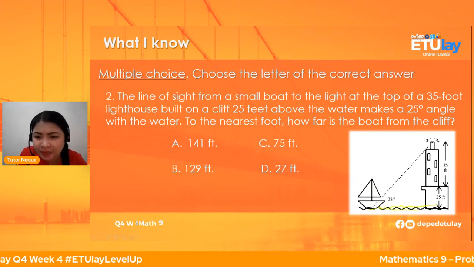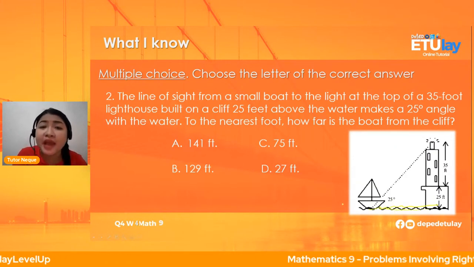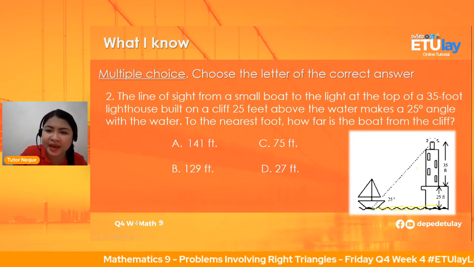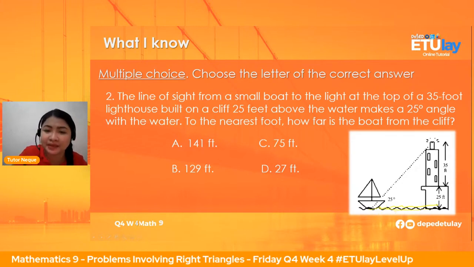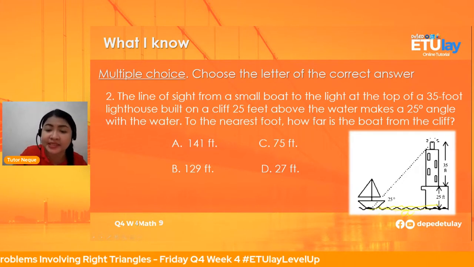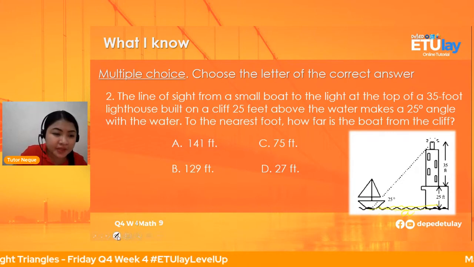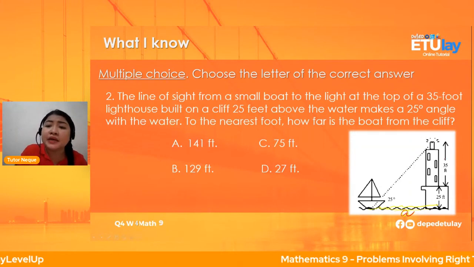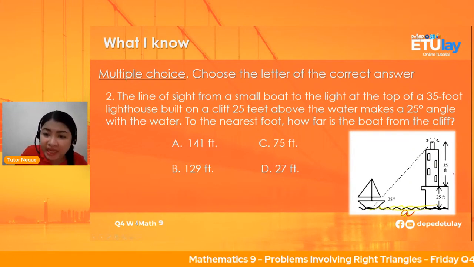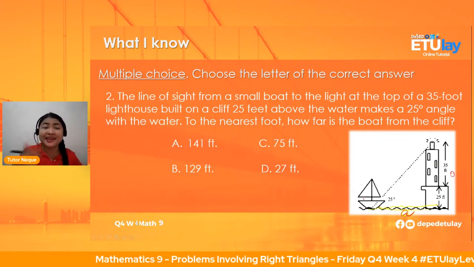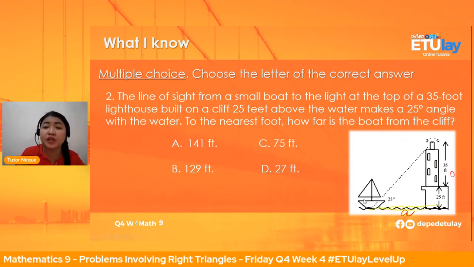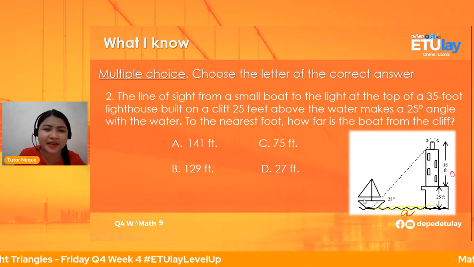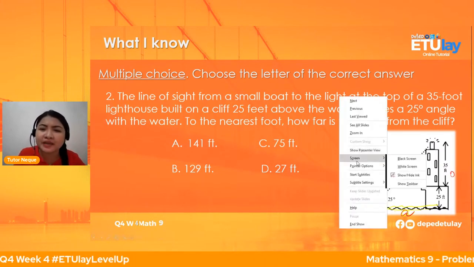Ito na naman, pinag-uusapan natin. But first, we have to determine ano ba yung mga side na involved. Alright, so ang hinahanap natin, horizontal distance, which is the adjacent side. And we also have the given, which is the opposite side. So once again, anong function ang involved, opposite and adjacent? That is tangent function.